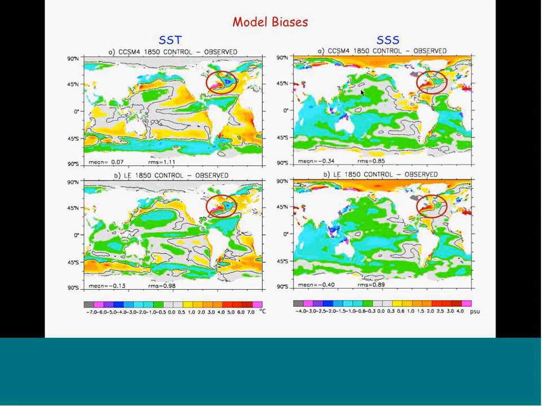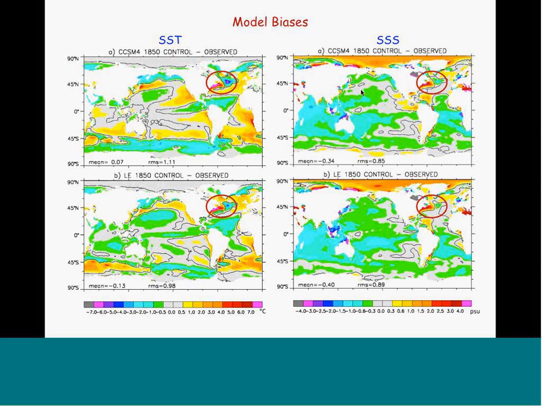Okay, I just wanted to point out the biases. These show the sea surface temperature on the left and surface salinity biases from observations, mostly climatological World Ocean Database observations. These are two different CCSM simulations, CCSM4 on the top and what we call the ensemble control simulation. These are pre-industrial conditions, but no matter whether you look at present day or not, you get pretty much similar biases. The largest biases that we have in the coupled system are actually located in the North Atlantic.